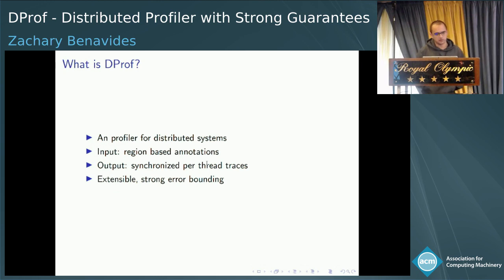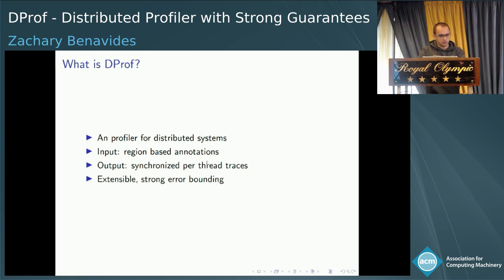Okay, so fundamentally DProf is a profiler for heterogeneous distributed systems. So it's a tool for investigating the performance of these types of systems. The input to DProf is basically a set of region-based annotations. So you go through your code and you mark the parts of your program that have semantic meaning or that you care to analyze in some way. So for instance, loop bodies or maybe specific statements or function calls.